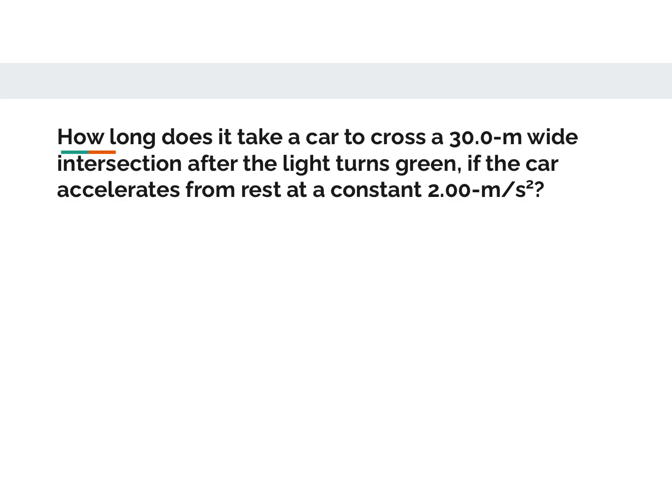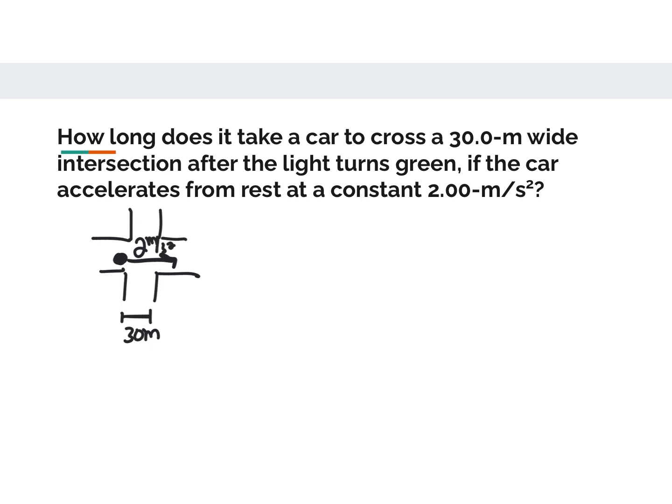Okay, here is our first problem. How long does it take a car to cross a 30-meter wide intersection after the light turns green if the car accelerates from rest at a constant 2 meters per second squared? First I almost always start these with a little sketch. I am not a good artist, but here's my intersection. Here's my bad car. That intersection is 30 meters wide. I'm trying to accelerate 2 meters per second squared.